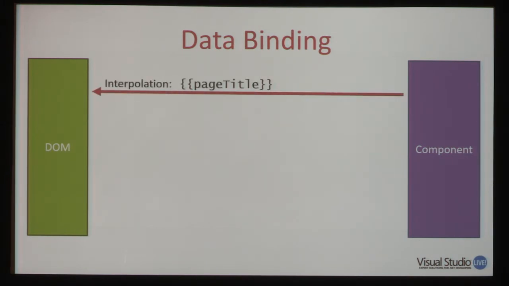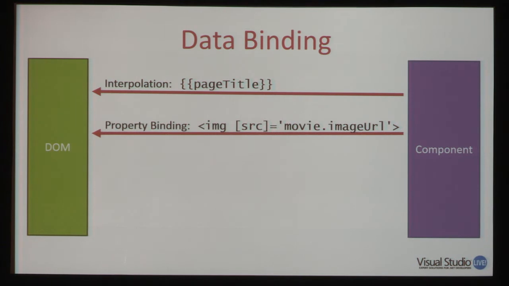So it's what the browser understands, what the browser is going to display. So one way to do data binding in Angular is one-way binding from the component to the DOM using interpolation, which is the double curly brace syntax. And we saw that with our page title. Another option, which is also a one-way binding, is something called property binding. And property binding is defined with square brackets. So what I'm doing here is I'm setting the src property of the image tag.